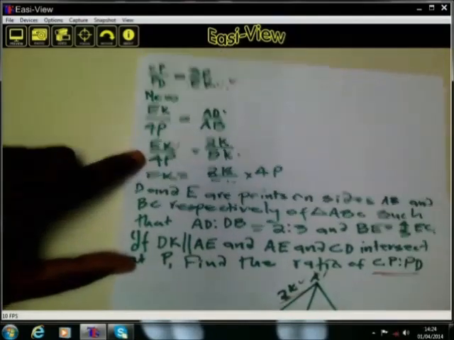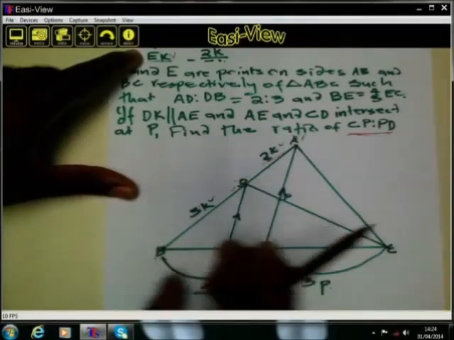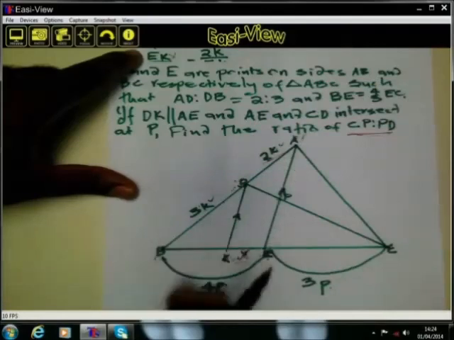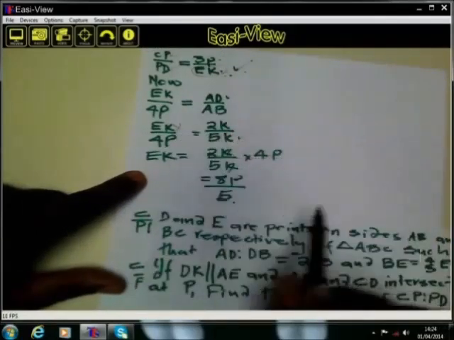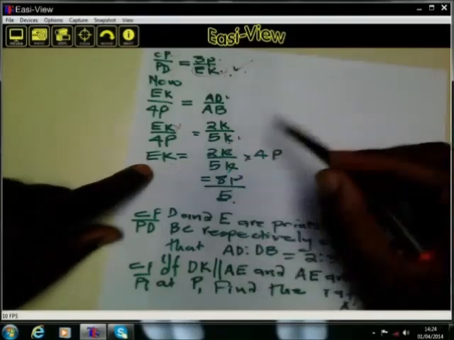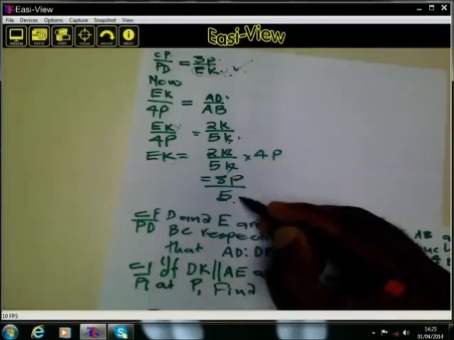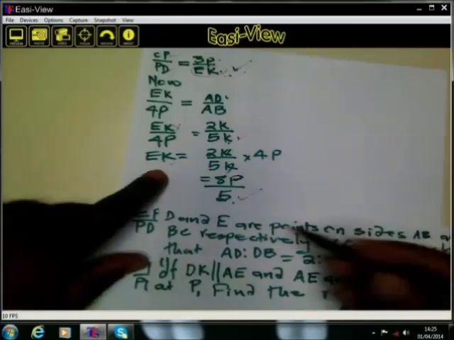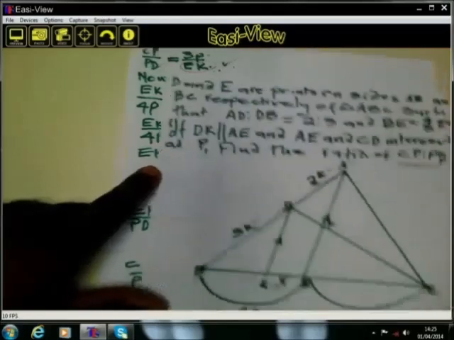But now we have moved away from that triangle because we could not get enough information. We have now come into this triangle. Now it means we can solve for EK. That's why we say EK over 4P must be equal to 2K over 5K. Then turning EK the subject of the formula makes EK equal to 8P over 5. That is the value of EK that we have now determined.